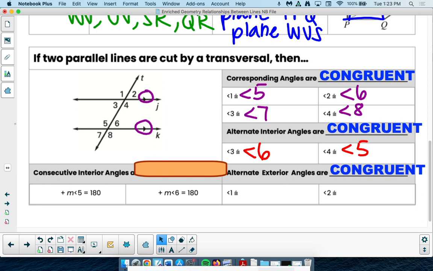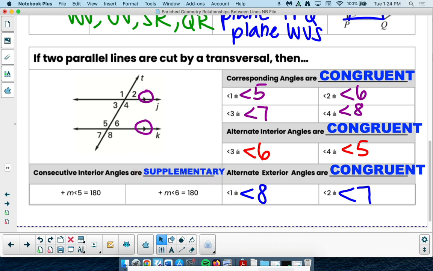Okay, last one like that. Alternate exterior angles are also congruent, meaning they're the same measure. So angle 1 is alternate exterior to what? 8. Angle 2 and angle 7. Yes, perfect. Good work.